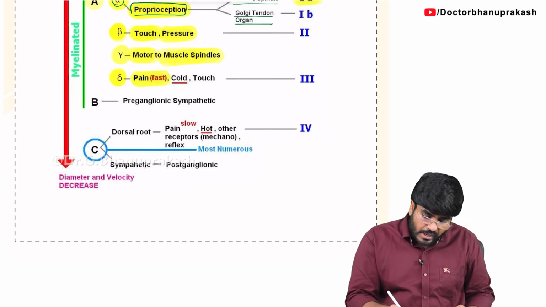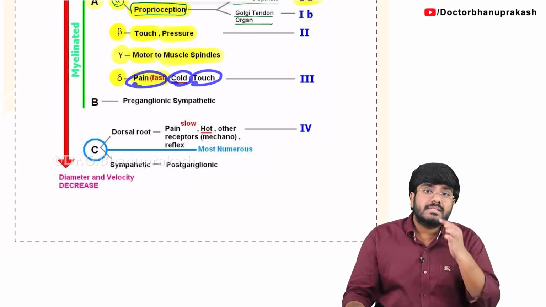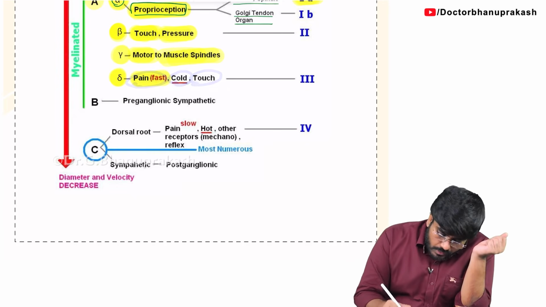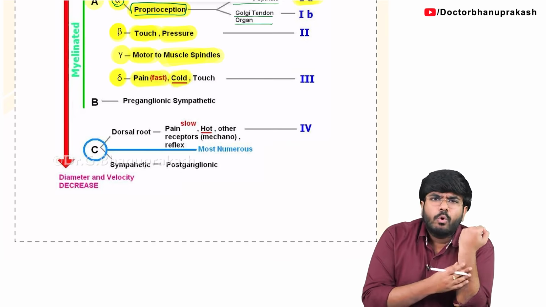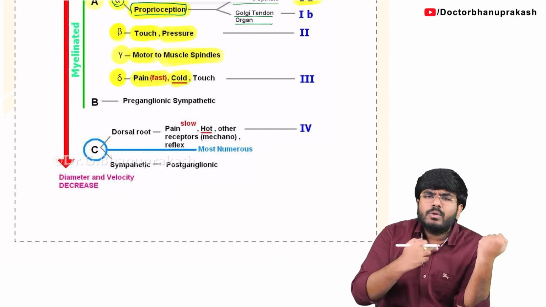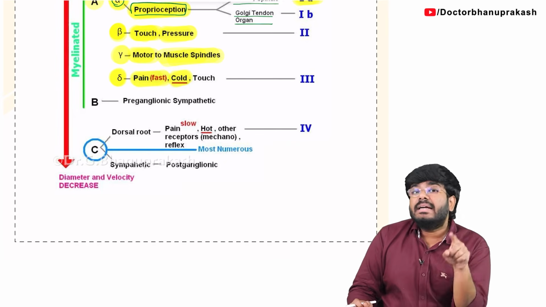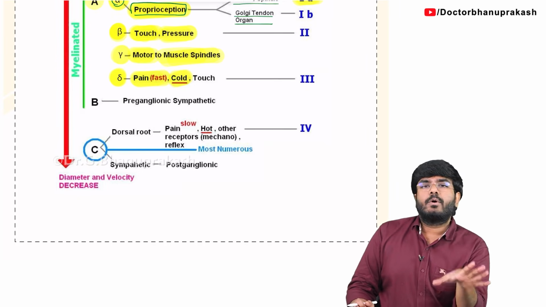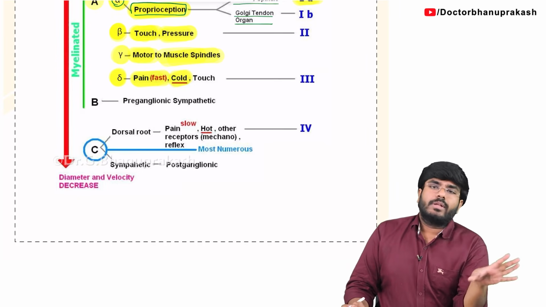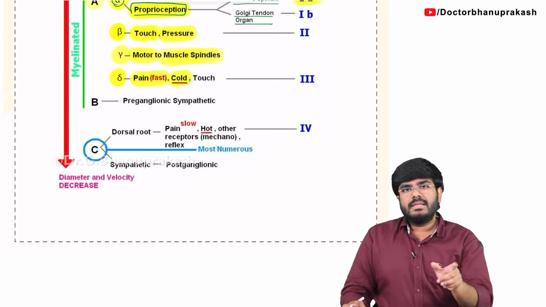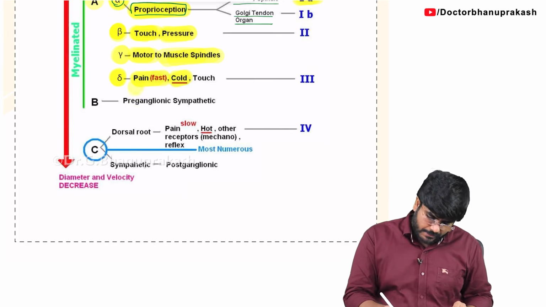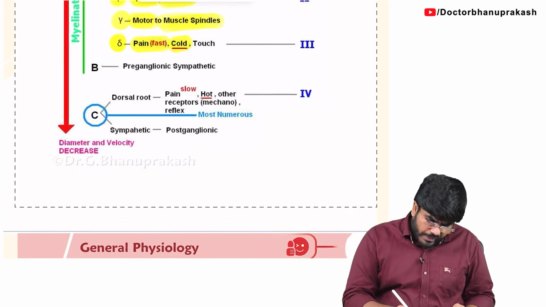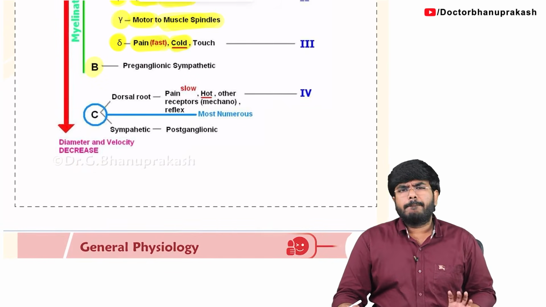So that is fast pain, and cold and touch sensation. Cold is also important. If you feel something cold, that cold sensation is carried to the central nervous system with the help of A delta fibers. A delta carries fast pain and cold mainly. A beta carries touch mainly. Okay, done.